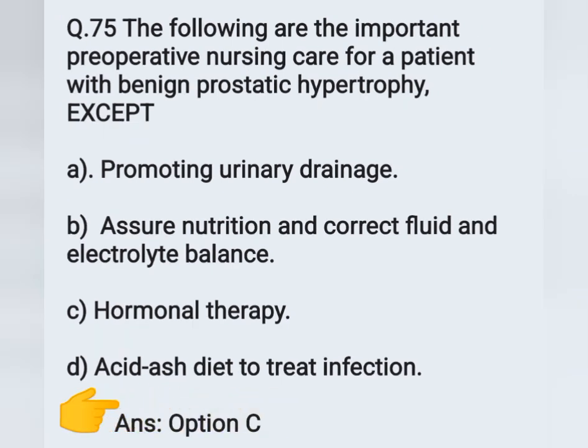Okay, so the correct answer is option C, hormonal therapy. The remaining ones, promoting urinary drainage, nutritional support and acid-ash diet to treat infection, all we will give preoperatively to a BPH patient, but hormonal therapy is not an important operative nursing care.